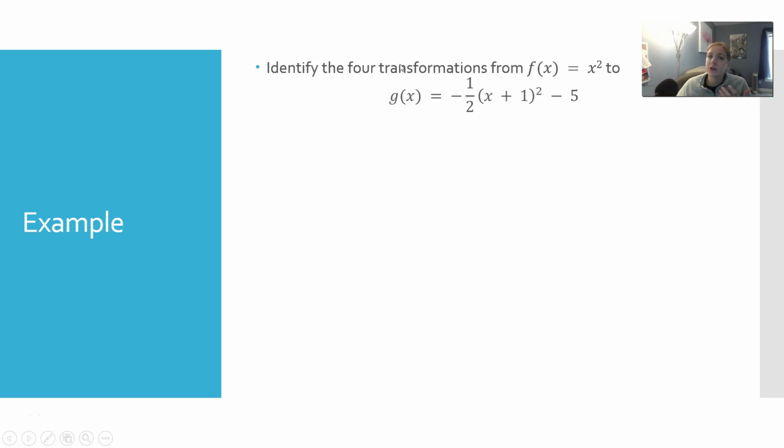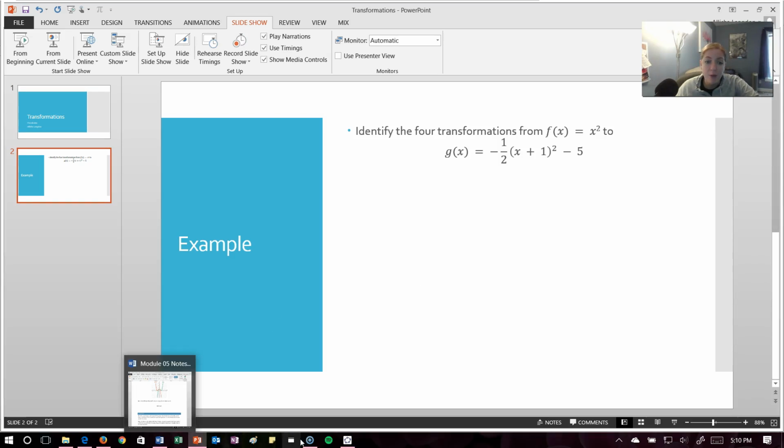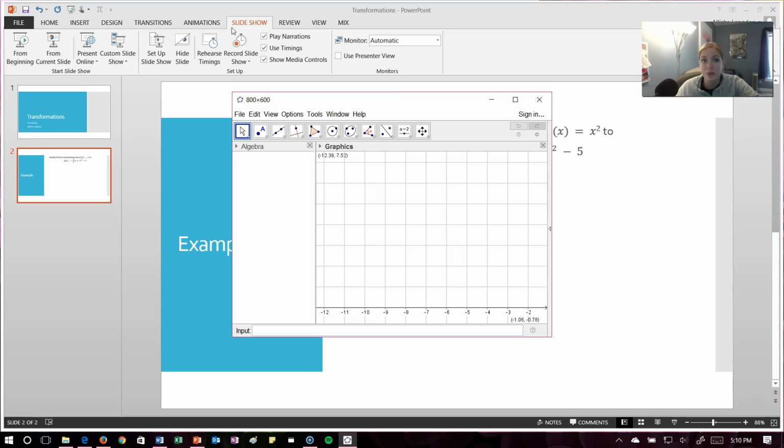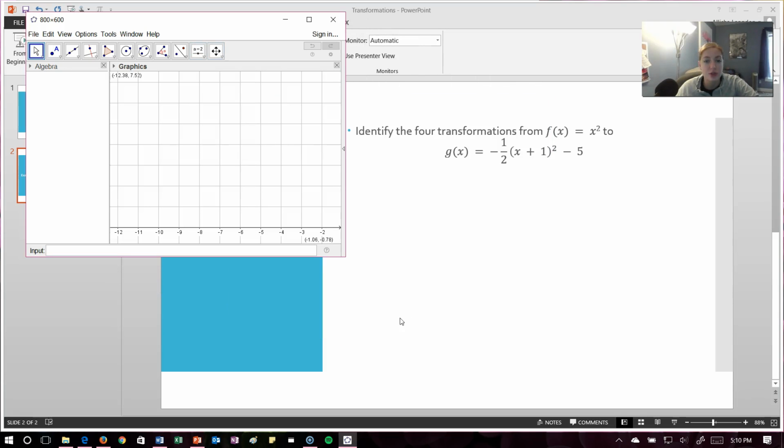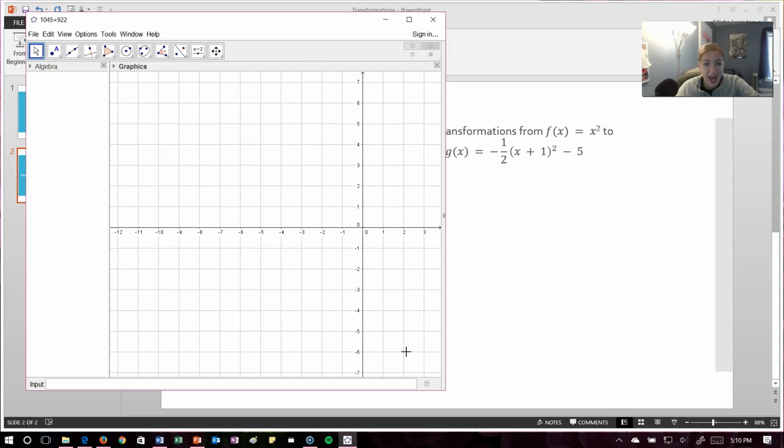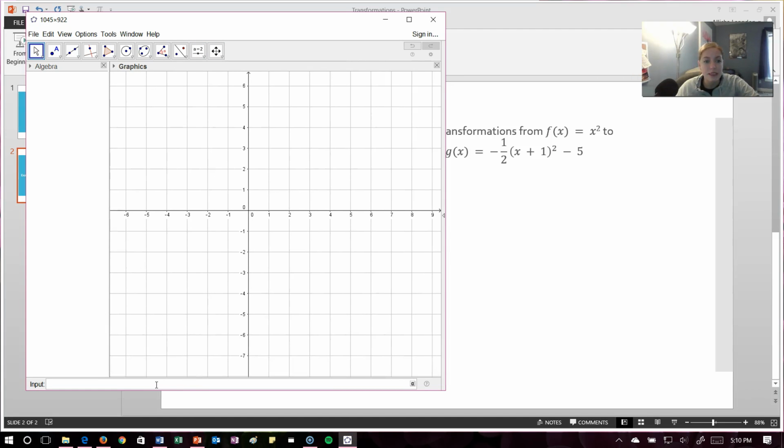And what we're doing is we're doing 4 transformations to turn it into g of x equals -1/2 times (x plus 1) squared minus 5. Now, one thing that I do like to do is graph this, and we can easily do that on GeoGebra. I'm going to go ahead and grab my GeoGebra tool here. And just in the input bar below, I'm going to start by writing f of x equals x squared, so I can see that original function.